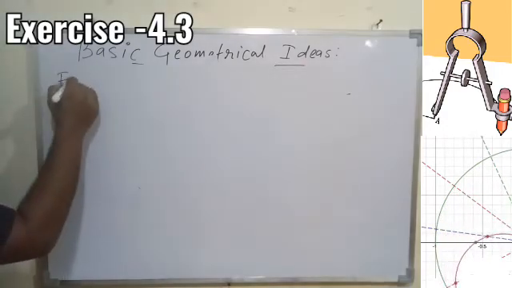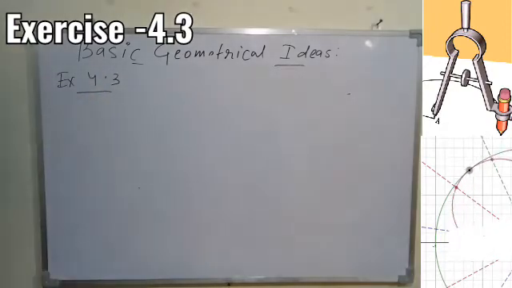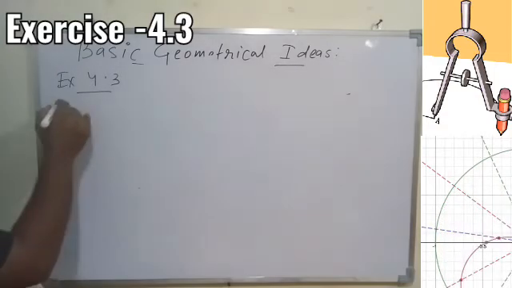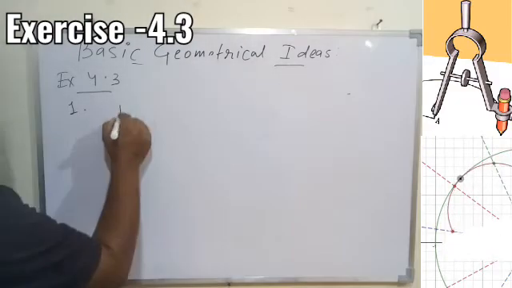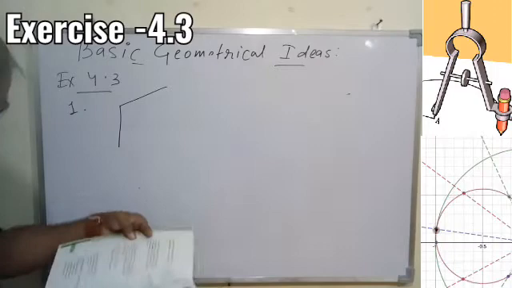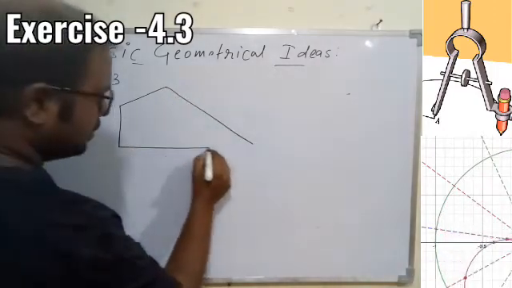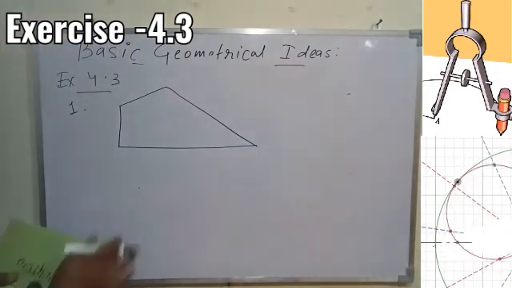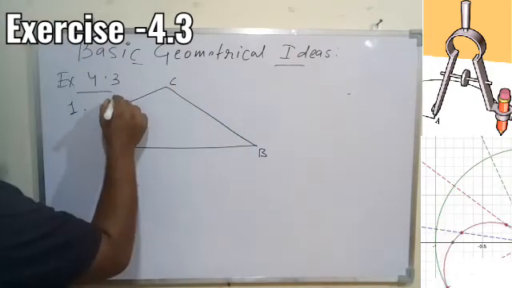So I'll take 4.3 very first. Let me see which should I take. All are simple ones, so I'll take number 1 only. A diagram is given to you something like this. There is a straight line, then another straight line, and this is connecting here, and the names are A, B, C, D here.